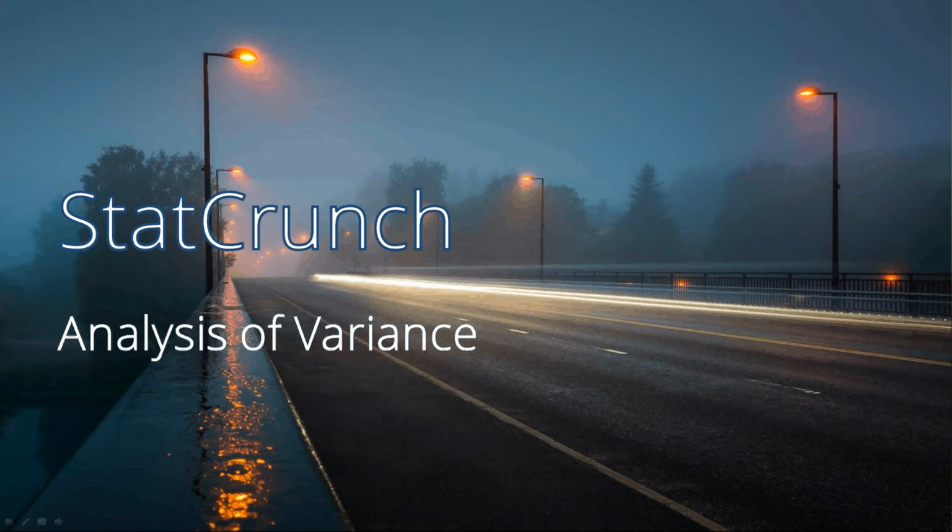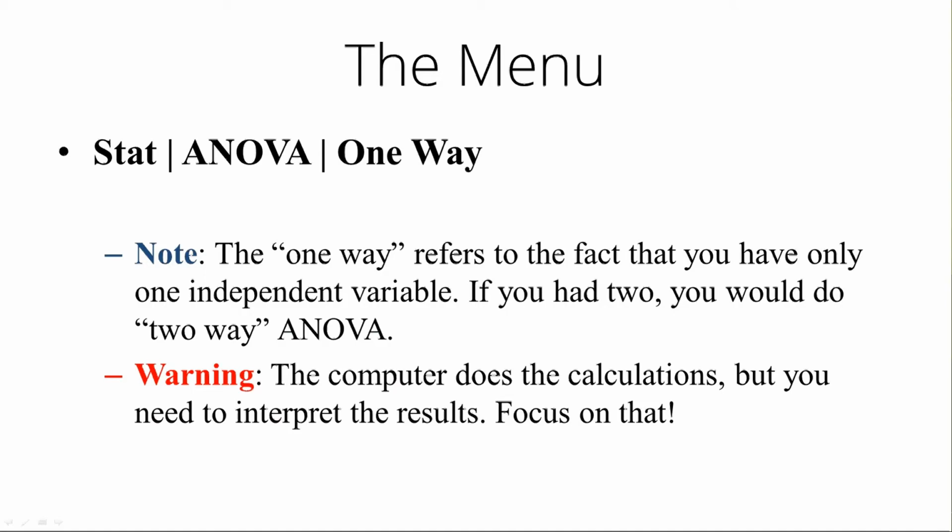Because it's more than two groups, this screams analysis of variance. In StatCrunch, to do analysis of variance, you hit Stat, then ANOVA. ANOVA is another way of saying analysis of variance, and One Way. Note that it's a one-way ANOVA because you have one independent variable. If you had two, you'd use the two-way ANOVA option, but we only have one independent variable, and that's the restaurant. And we have three restaurants: McDonald's, Sonic, and Taco Bell.